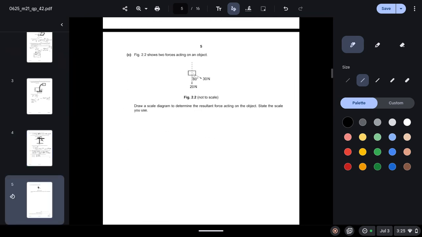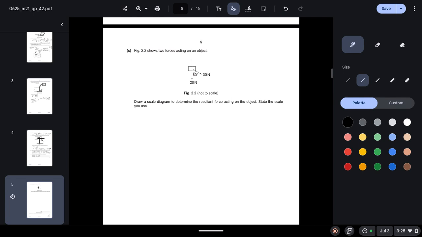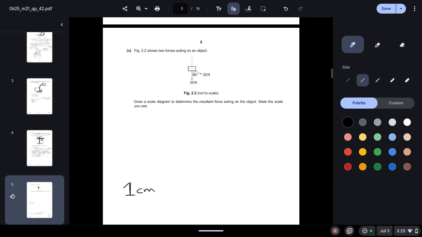Part C. Figure 2.2 shows two forces acting on an object. Draw a scale diagram to determine the resultant force acting on the object. So you need to use a scale diagram. First you need to define what scale you are using. So you can use 1 centimeter for every 5 newtons. Let's write it a bit lower. 1 centimeter for 5 newtons. So the 20 newtons would be of length 4 centimeters and 30 newtons would be 6 centimeters.